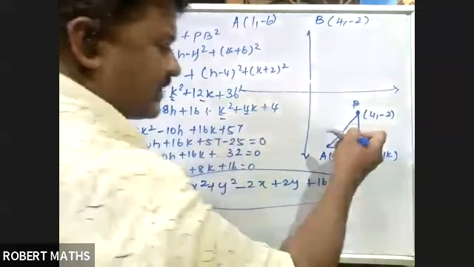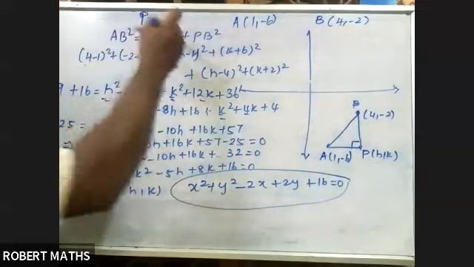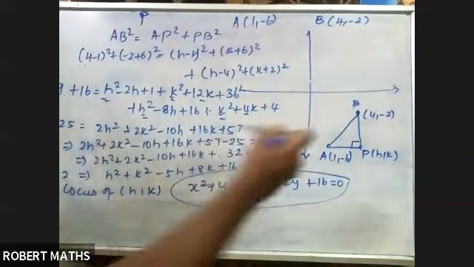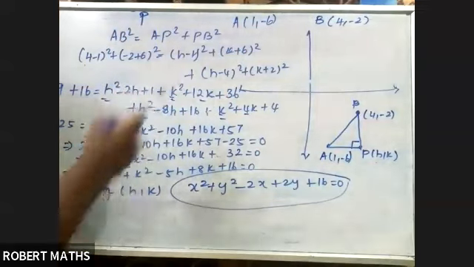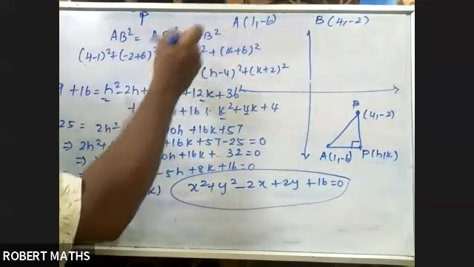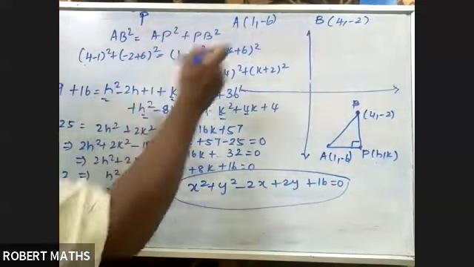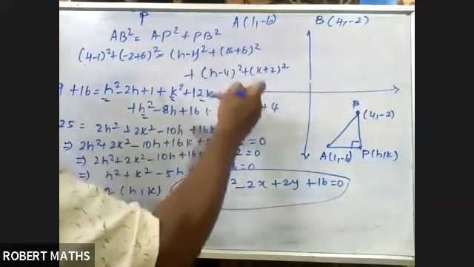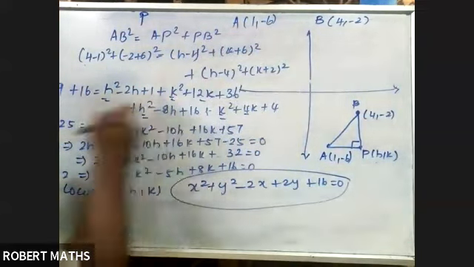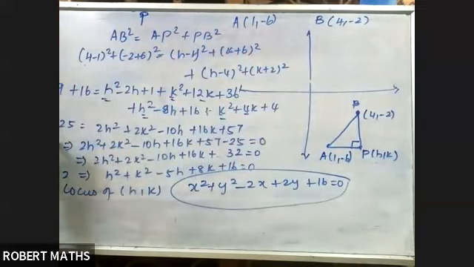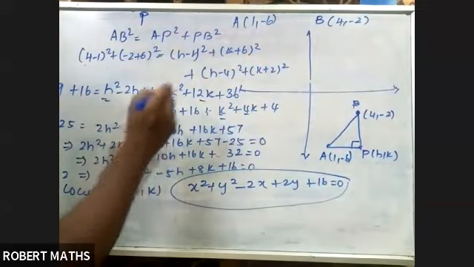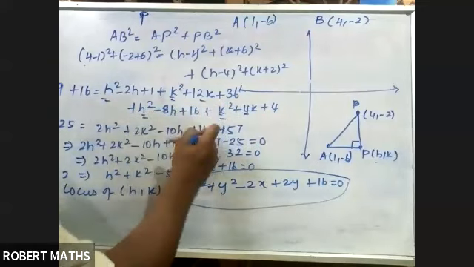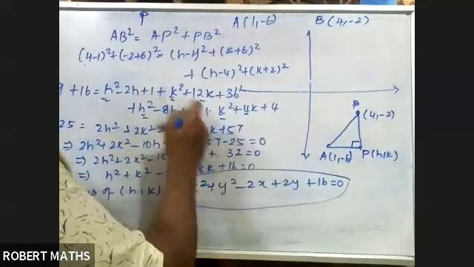Now the condition says that, using the Pythagoras theorem, AB square equals AP square plus PB square. Using the distance formula, x2 minus x1 plus y2 minus y1, the whole square. I am expanding using the formula A minus B, A plus B. If you expand all of this, we'll get A minus B the whole square: H square minus 2H plus 1, K square, 2 into 6, 12, 12 into K, 12K, 6 square is 36. Continuing in the same way, we'll get 9 plus 16, 25. H square, like terms, 2H square, minus 2H minus 8H, minus 10H, 12K plus 4K, 16K, 36 plus 4, 40, 56, 57.